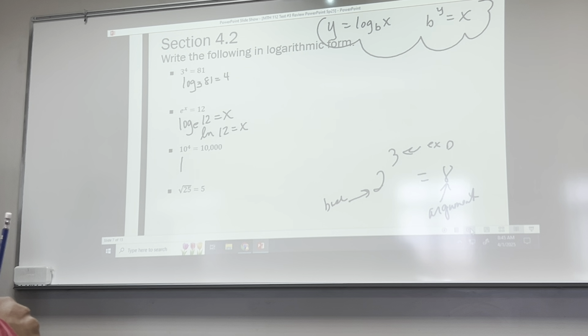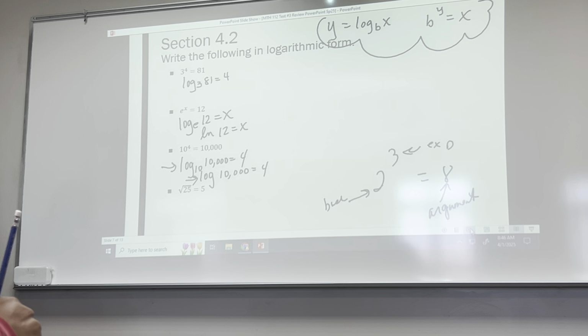Next one, log, what's your base? 10 of 10,000, right? Log base 10 is also a special log, it's called a common log. So you'll see that one written without the subscript, so just log 10,000. This is not wrong, this is just understood, right? Kinda like 2/4 is what it is, right? Same answer.